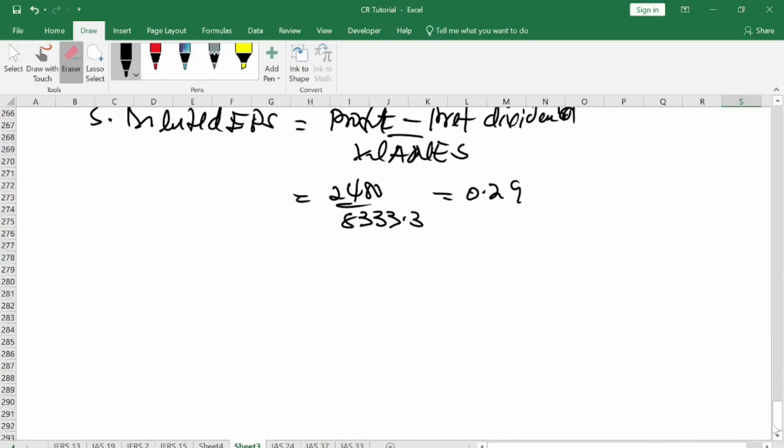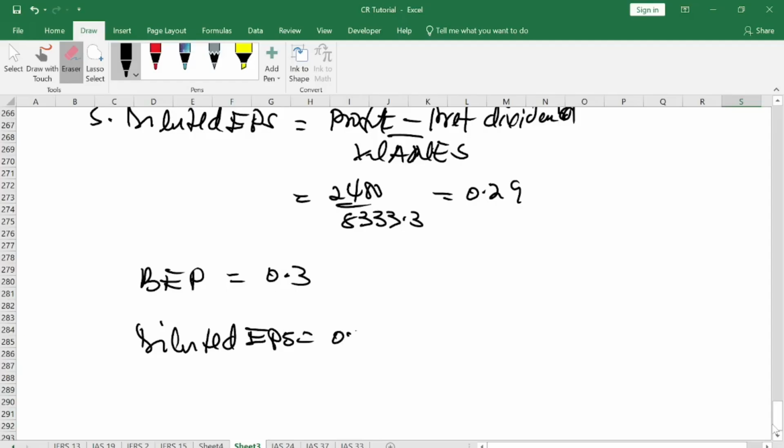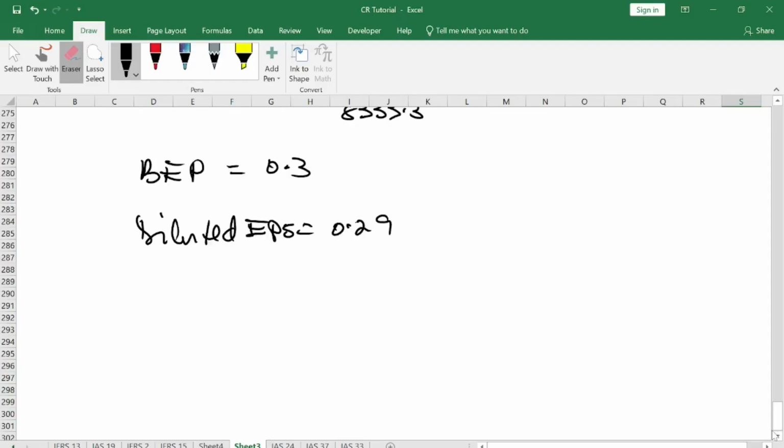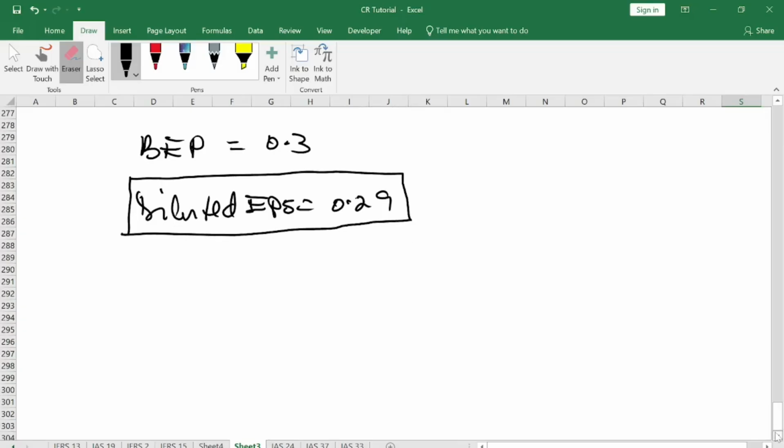So at the end of the day, you have your basic earnings per share of 0.3, and your diluted earnings per share of 0.29. At the end of the accounting year, in the financial reporting of the company, they will report the diluted earnings per share, which is the basic earnings per share after the dilution of the shares with share options.